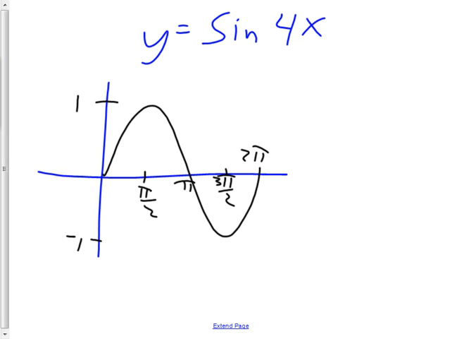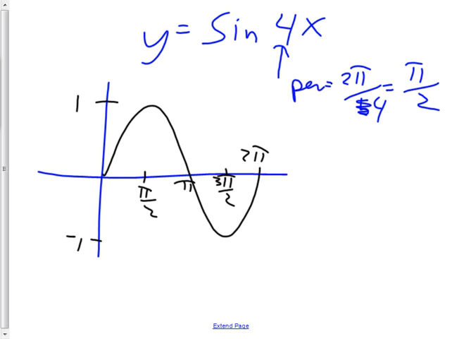Now, sine of 4x. How you change this is you use this formula, period equals 2 pi over b, and b is 4, so I put 2 pi over 4. And so the new period now is pi over 2, because that's what that's equal to. So then this can't be 2 pi anymore, it's actually pi over 2.